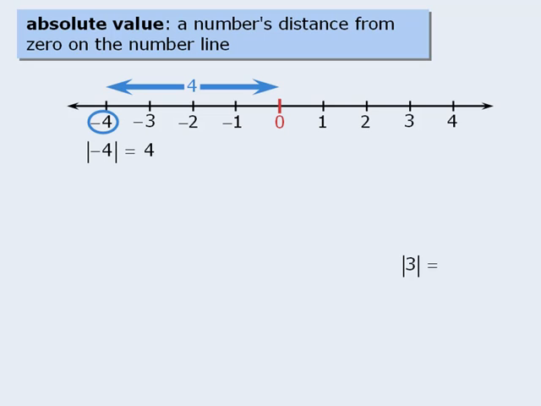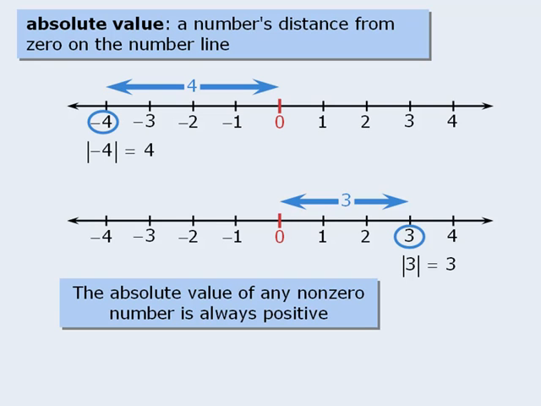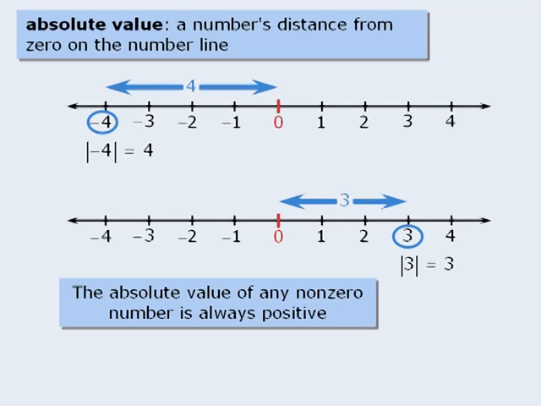Similarly, to evaluate the absolute value of 3, we locate 3 on the number line and then recognize that 3 is 3 units away from 0. As such, the absolute value of 3 is 3. As you might guess, the absolute value of a number is simply the positive version of that number. So we can say that the absolute value of any non-zero number is always positive.